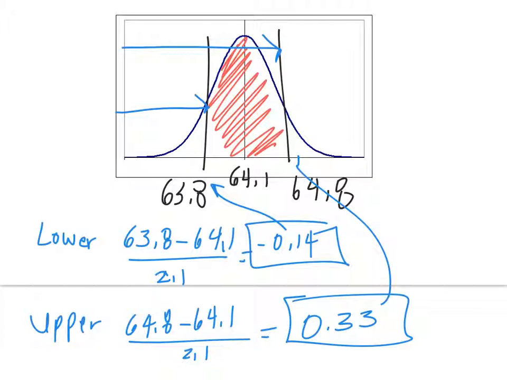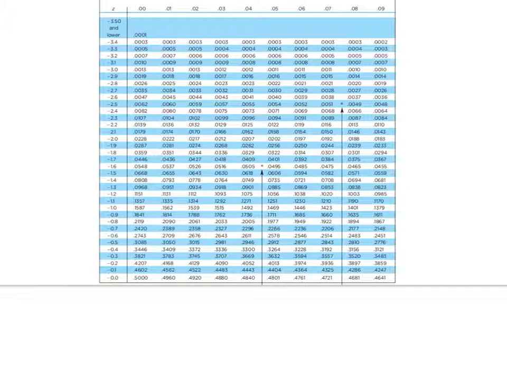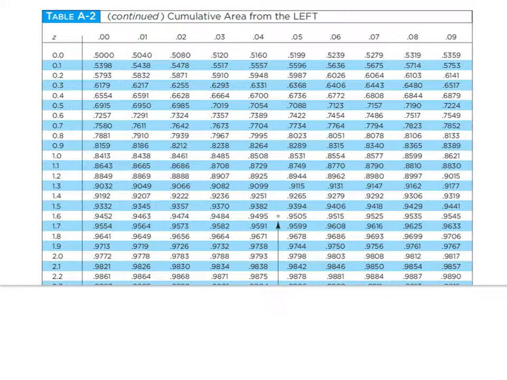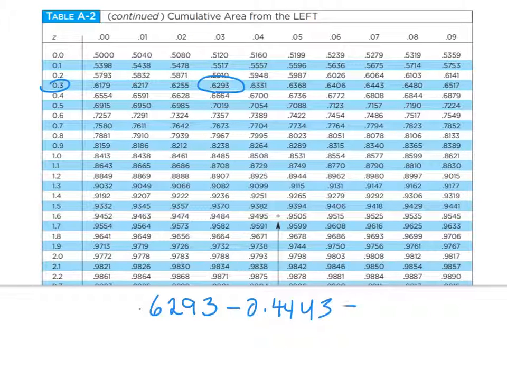So I look up both of these, negative 0.14. So where's my 0.04? Looks to be that value right there, 0.4443. And then 0.33. Where are we at here? Right there. And I get 0.6293. So I want to take the higher one and subtract the lower one, and that gives me my middle probability.